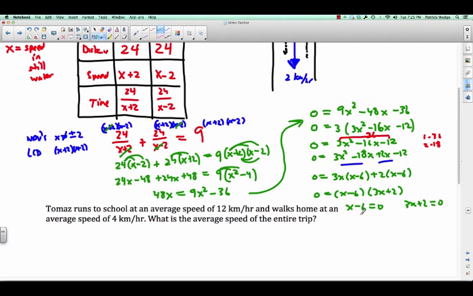In this one, you'd add 6 to both sides, so you get x equals 6. In this one, you subtract 2 from both sides, so 3x equals negative 2, and then you divide by 3, and you get x equals negative 2 over 3.